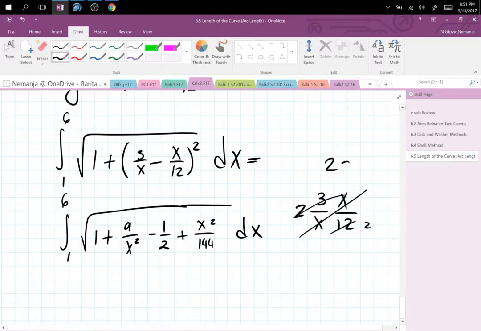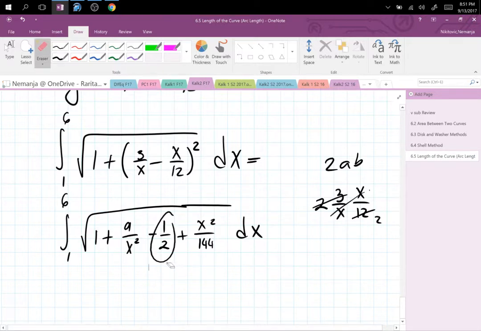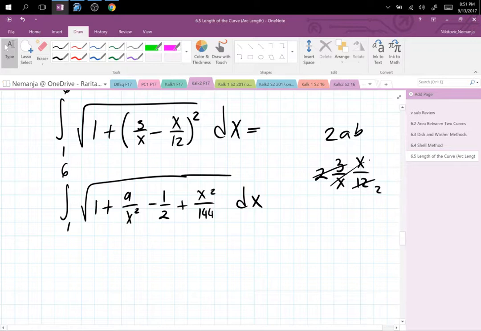Again, the middle term is 2ab. I'll write it one more time. You write the number 2, a is 3 over x, and b is x over 12. 2 times 3 is 6, over 12 gives you 1/2, and then x and x cancel, so your middle term is half. The only way this problem can work is if the middle term is negative half, because it's the only way to get the same value back, since the 1 is always fixed for the formula.